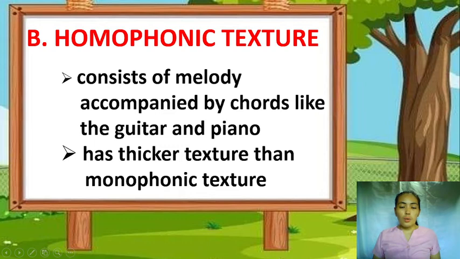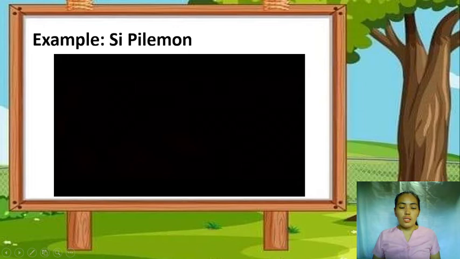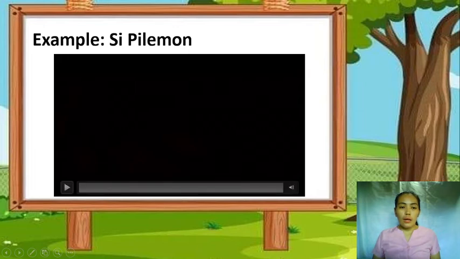The next texture is homophonic texture. It consists of a melody accompanied by chords, like the guitar and piano, and has a thicker texture than monophonic texture. An example for this texture is Si Pilimon. Let us listen to the song.